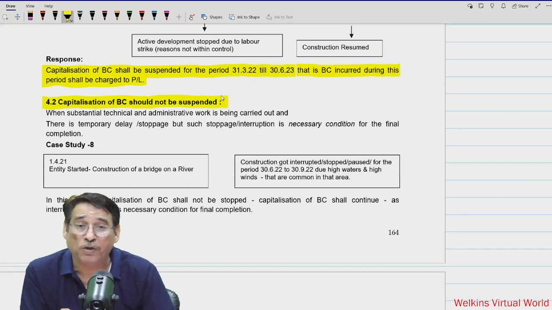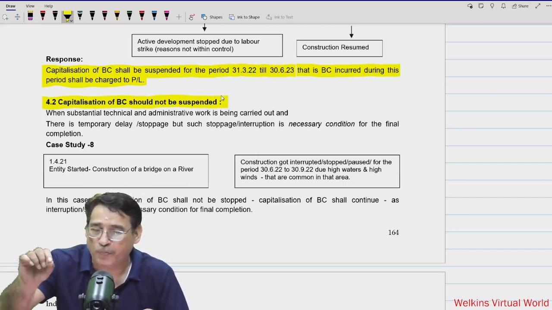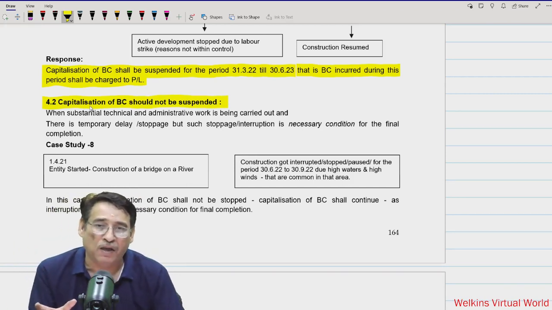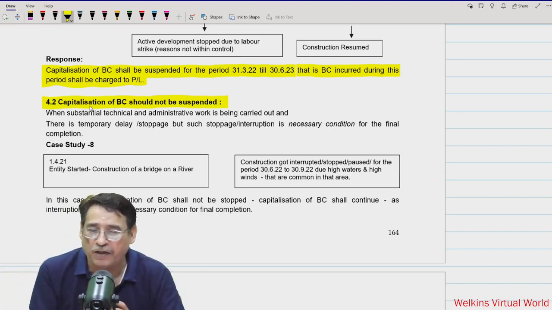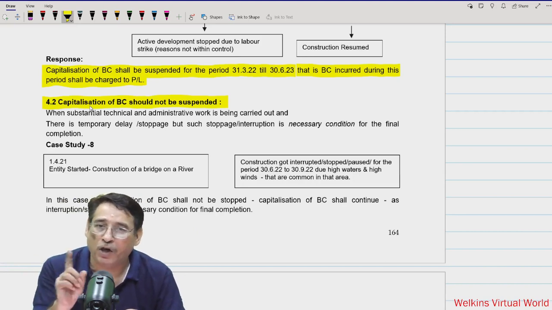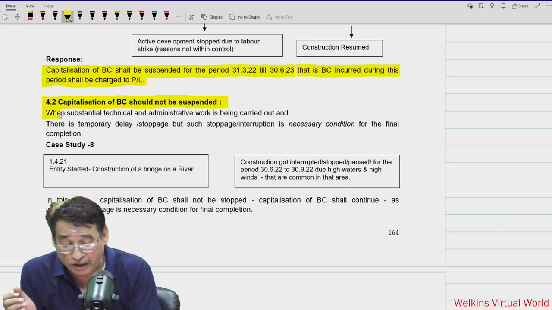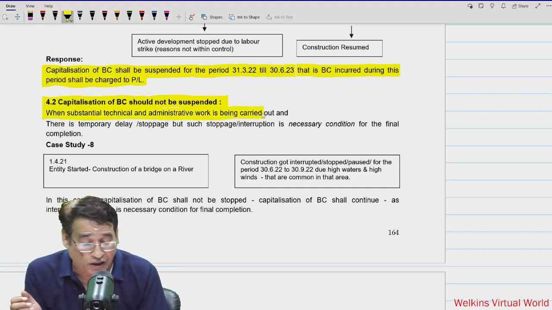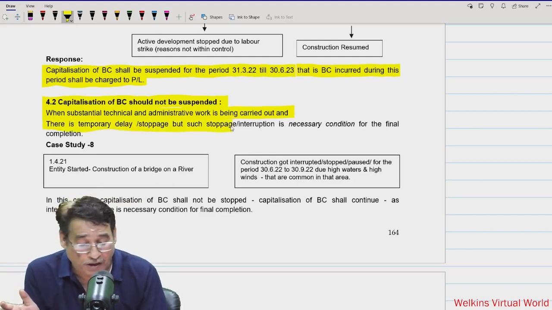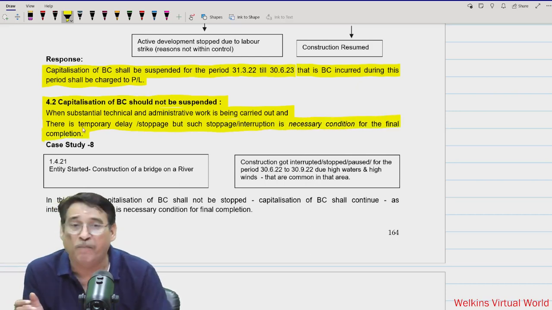Correct. Now the next question is, capitalization of borrowing cost should not be suspended. See, borrowing cost should be suspended means we should not capitalize it. Now this time we are going to discuss that even though the work has been suspended or temporarily stopped, during this particular period borrowing cost will not be suspended. That means we will continue capitalizing it. This is when substantial technical and administrative work is being carried out and there is a temporary delay or stoppage, but such stoppage or interruption is a necessary condition for the final completion.